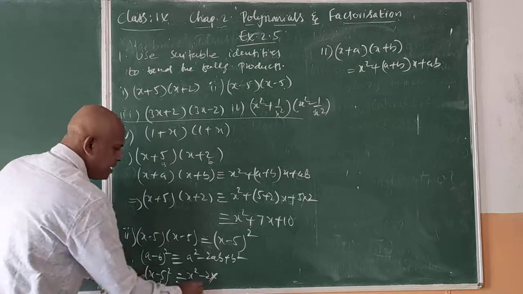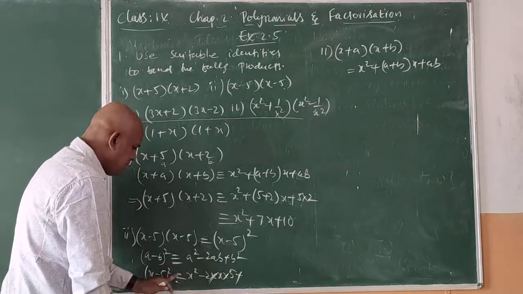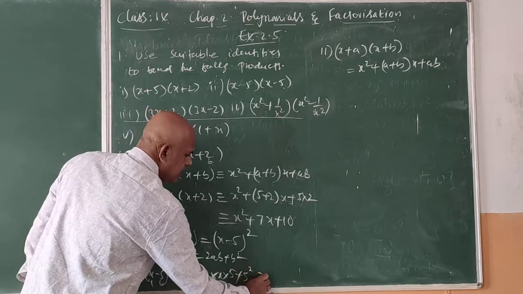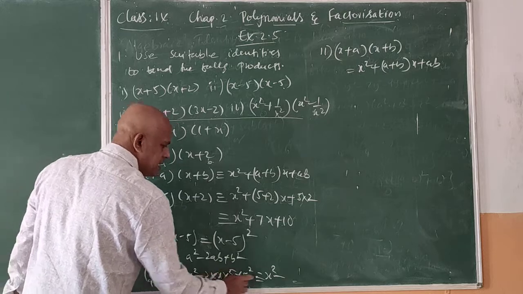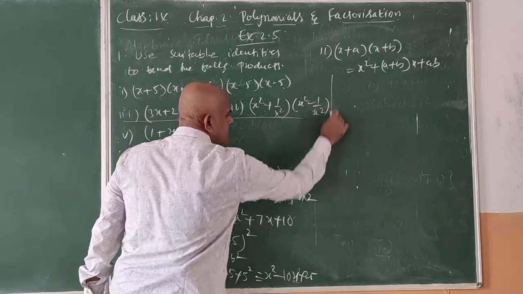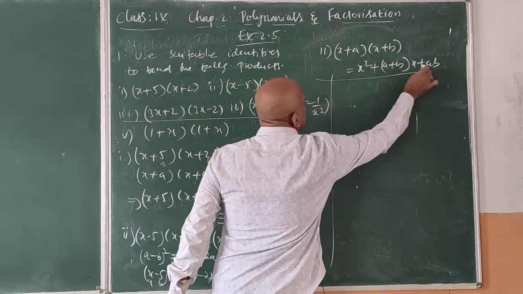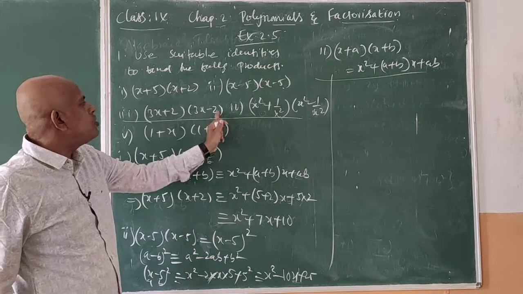Minus 2 into a, a means x, b means 5, plus b square. b square means what? 5 square. That is equivalent to x square minus 2 into 5, which is 10x, plus 5 square, which is 25. This is about the second problem. Okay, this is the 11th identity. So now this is the second one, and the third and fourth are both similar problems.